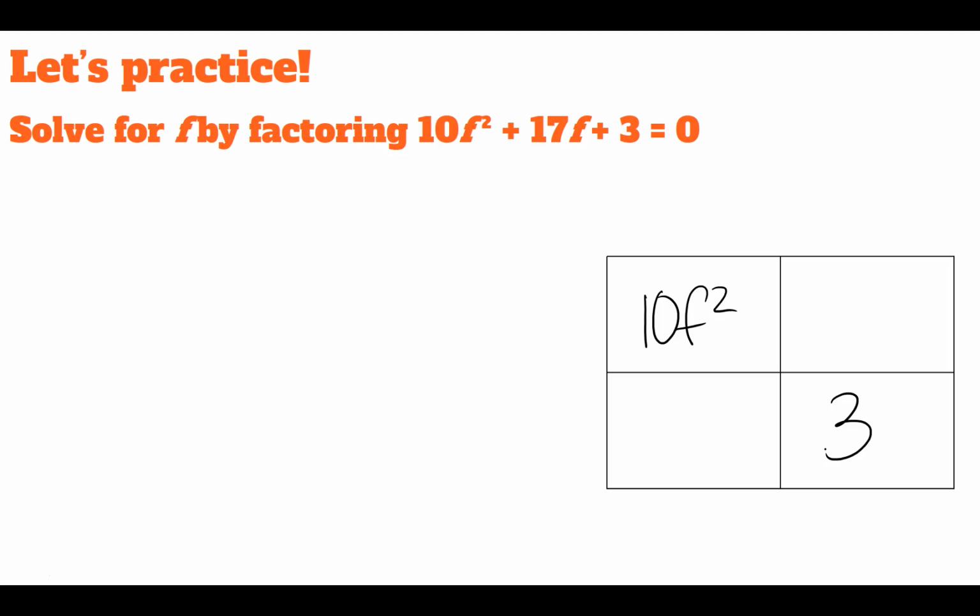Now we're going to sit and think about the rules it has to have. My two missing numbers have to add to give me 17f, and they also have to multiply to give me 30. Good, because of the diagonal. So it's the 10 times 3. That's how you get the multiply part. So what numbers could we multiply to get 30 but add to get 17? 15 and 2? Y'all agree?